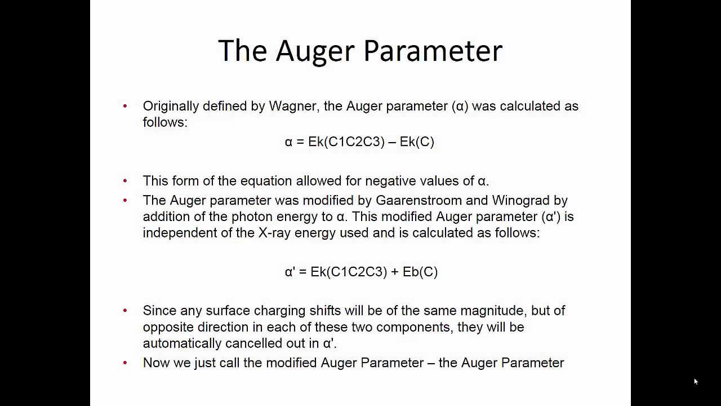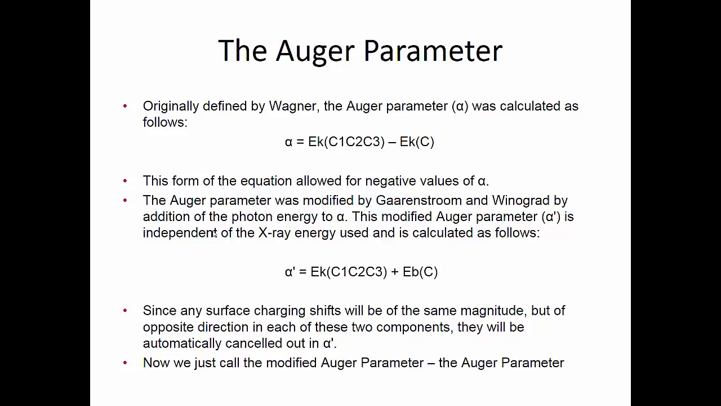Originally defined by Wagner, the Auger parameter was calculated as follows. The Auger parameter was equal to the kinetic energy of the transition of the Auger peak minus the kinetic energy of the core photoelectron. However, this form of the equation allowed for negative values of alpha.